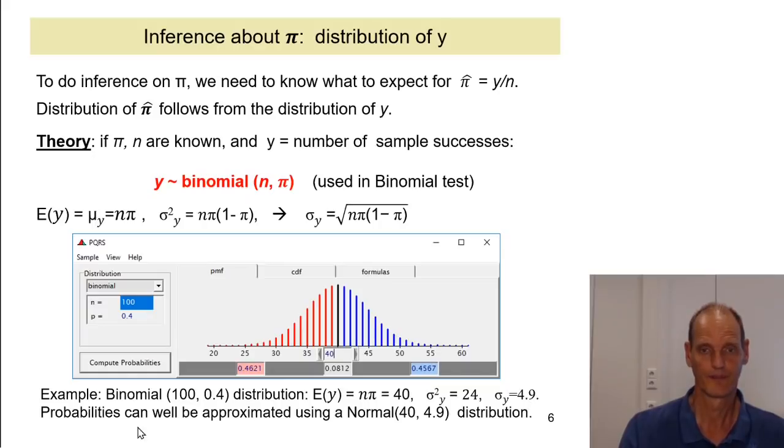In this case, the mean of y is 40, the variance is 24, and the standard deviation is 4.9. And actually we shall see that we can approximate the probabilities that we find with the binomial distribution also with a normal distribution. As you can see, the form of this distribution is similar to a normal distribution, except that intermediate outcomes are not possible in the binomial distribution.